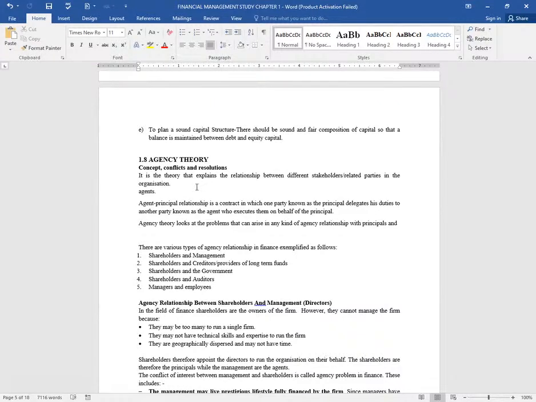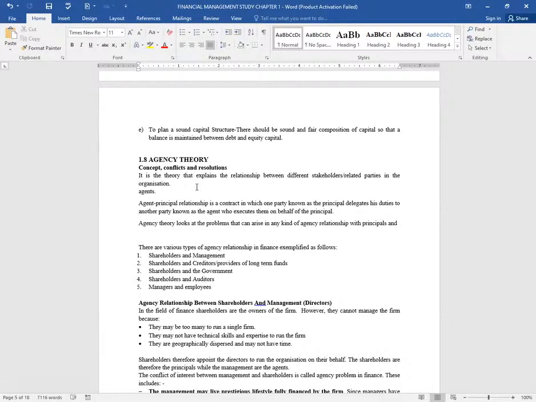Now, a good example of an agency relationship that I would want you to appreciate is this, and I will use an example. If, for example, 1,000 people come together, contribute each like 1 million shillings, that gives us 1 billion Kenya shillings. And then they decide to put that into a venture. They open a company, for example, Barclays Bank of Kenya. These are 1,000 shareholders.